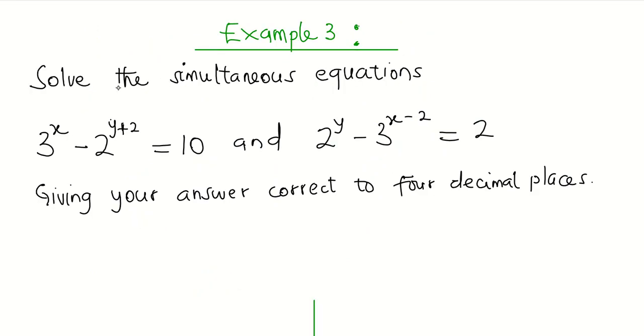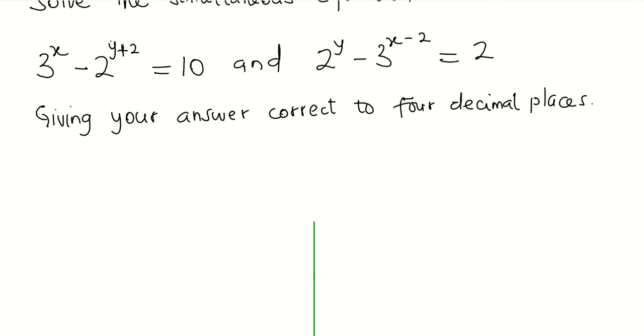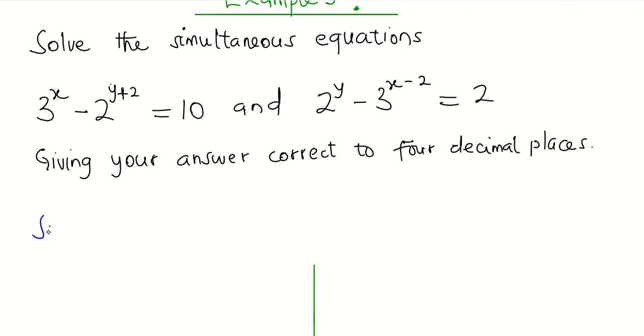In question 3, that's the last one, it says: solve the simultaneous equations 3^x − 2^(y+2) = 10 and 2^y − 3^(x−2) = 2, giving your answer correct to 4 decimal places. So we can write our solution as we are going to deal with equation by equation.